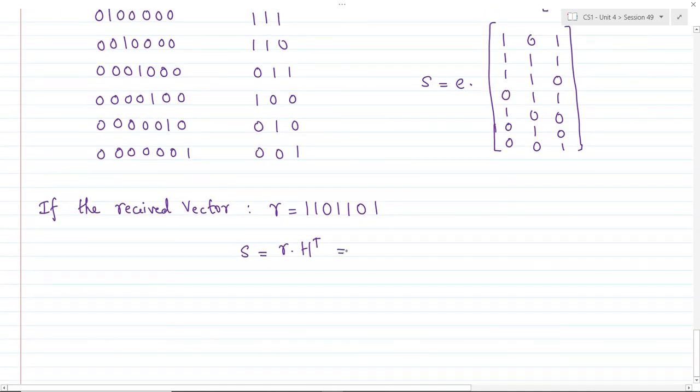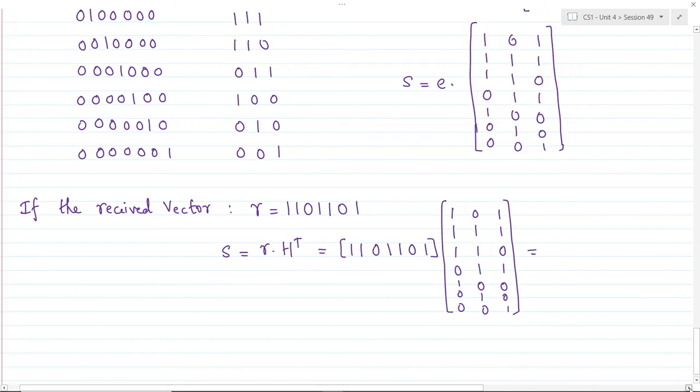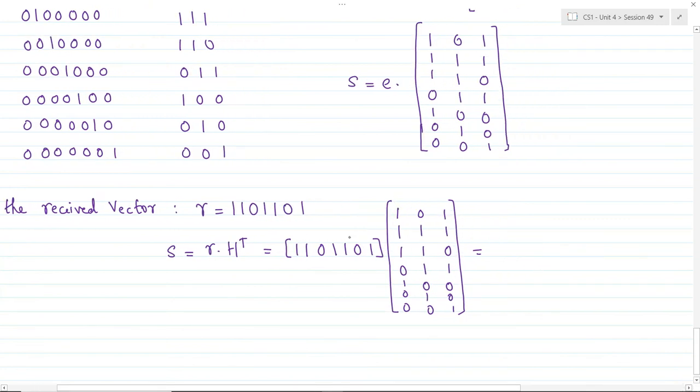So R is a row vector, 1 1 0 1 1 0 1. The H^T that we have written already is 1 1 1, 0 1 0, 0 1 1, 1 1 1, 1 0 1, 1 0 0, 0 1 0 and 0 0 1. How can we find the product of these two matrices? We can find that by simple matrix multiplication, by adding the first row, second row, fourth, fifth, and the last.